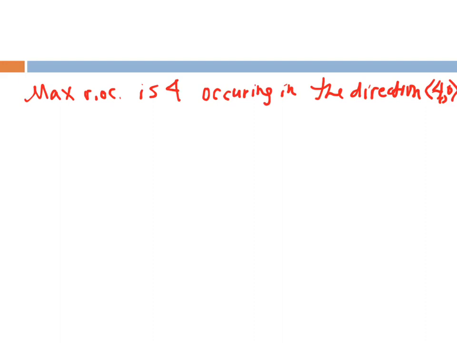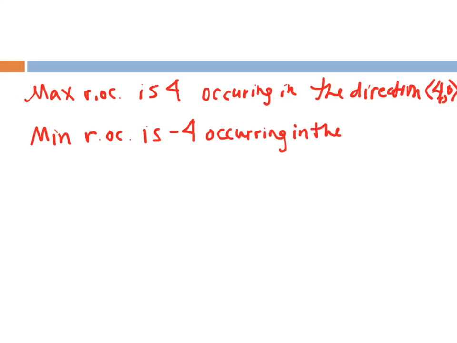Looks like it. How about the minimum? Minimum rate of change is -4, occurring in the direction. You can put the negative in front, or you can pull the negative through. It doesn't matter. (-4, 0), or you put the -4 in front. I just quote-unquote distributed it. And that's all we're asked to find on that one. Any questions on that?